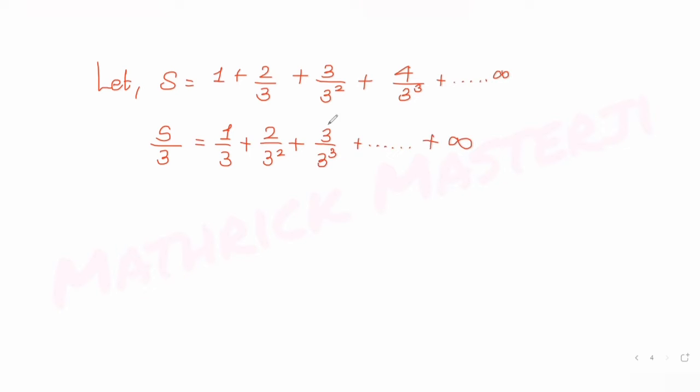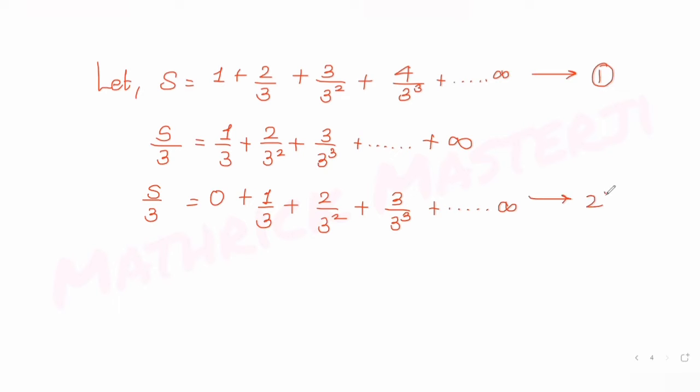So if I also write this in the same form as the previous, I can write this s over 3 in this form as 0 plus 1 over 3 plus 2 over 3 square plus 3 over 3 cube. So basically what we have done is, for every number in the denominator, for that respective power, we have decreased that by 1. So this is, let's say, my equation 1, and let's say this is equation 2.